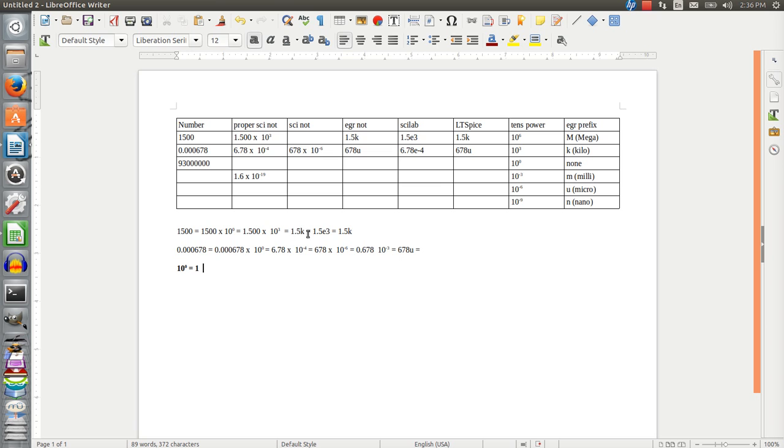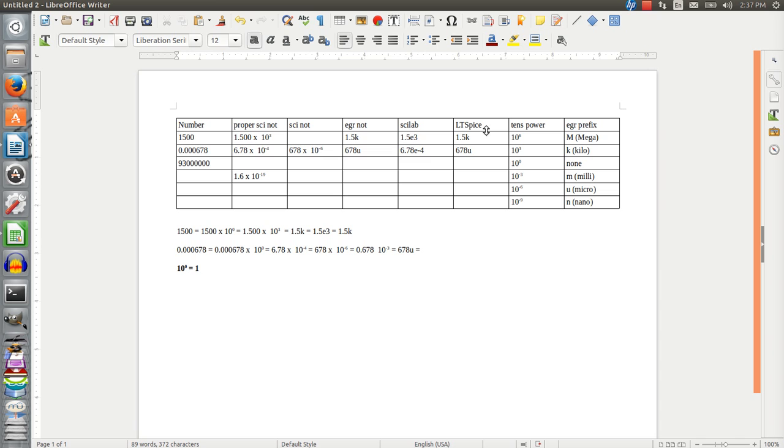1.5K. If I want to enter it into Scilab, mathematical software recognizes the lowercase e as saying I've got an exponent. It's an exponent, and it assumes it's a power of 10, and all you have to do is type the power. So 1.5e3, Scilab would recognize as 1500.